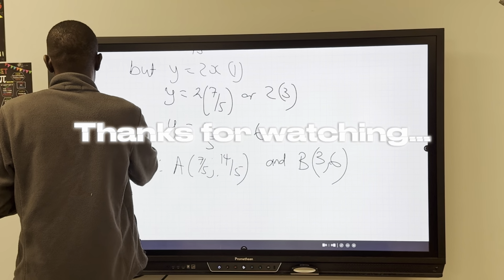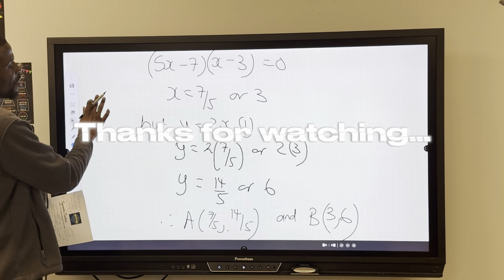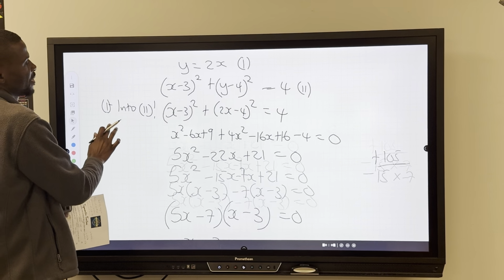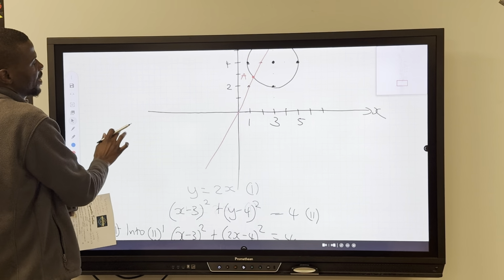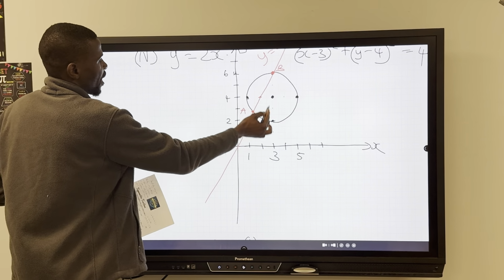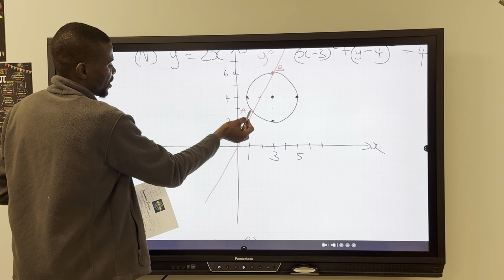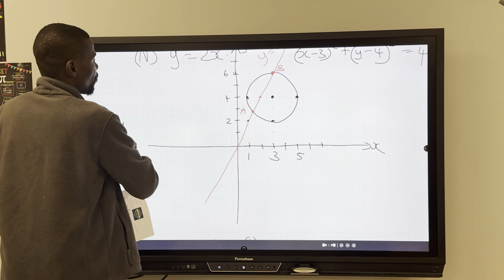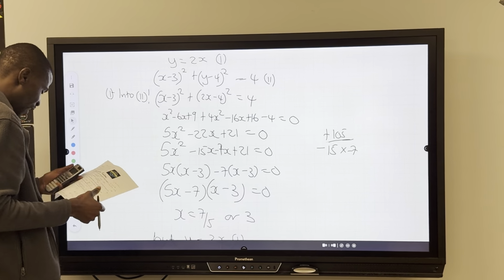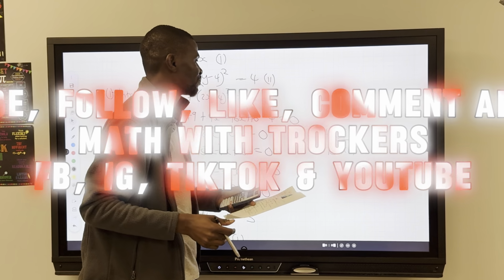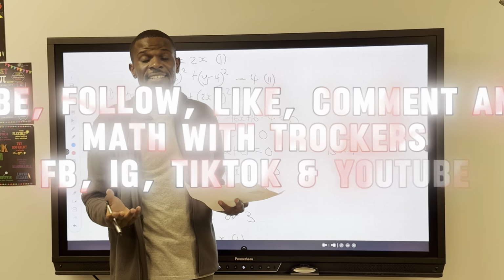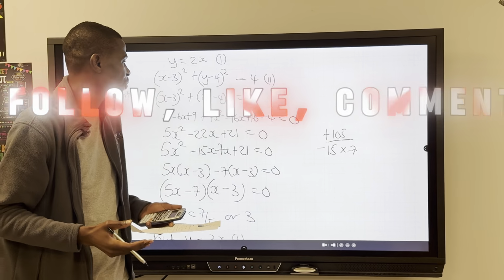Even if we go back to the diagram, I think now it's making sense, right? Here, as you can see, we hit that point, which was 3, 6, and here about 1 point something, 7 over 5 and 14 over 5, right?